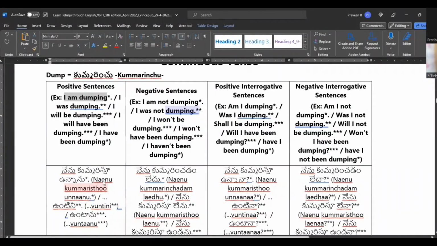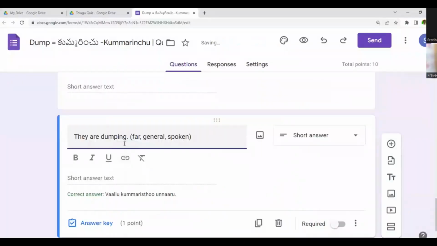This is the negative form. Look at here. Kummarinchu becomes kummarinchadam ledu. So let's divide the sentence into words, then we'll understand. Nenu means I. Ledu means not. Or I am not. Nenu ledu. Like that you remember. Dumping means kummarinchadam. This is the meaning in gerund form. So kummarinchu in the gerund form, that is dumping, becomes kummarinchadam ledu. Nenu kummarinchadam ledu. Okay. Now let me take this one to the quiz.